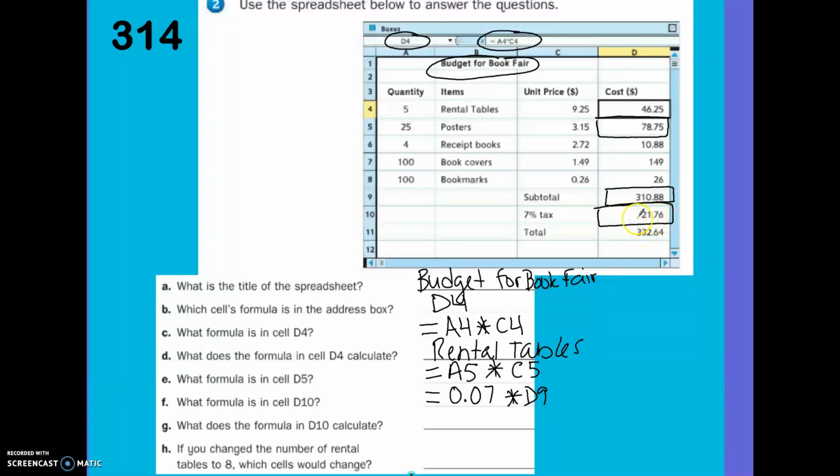And remember, the result is the only thing that shows up in the cell. You have to select the cell in order to see the formula in the display bar at the top. So for G, it says, what does the formula in D10 calculate? So in D10, it calculates the tax, the amount of tax.